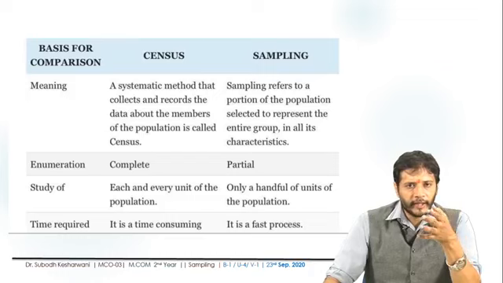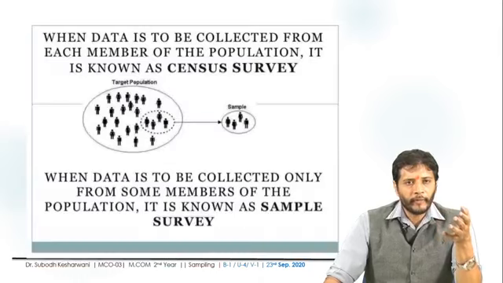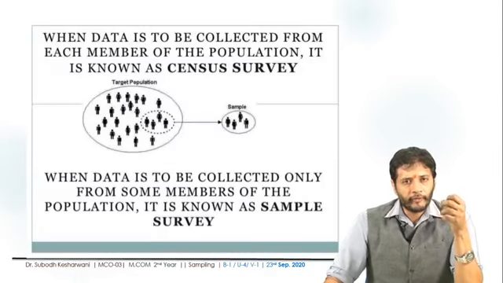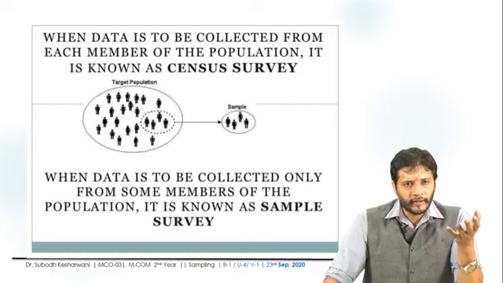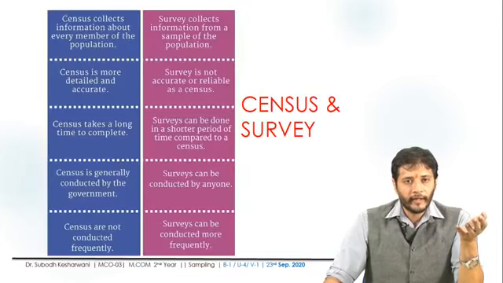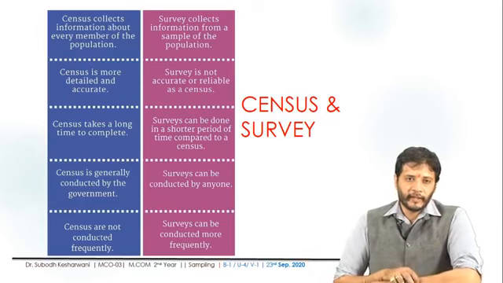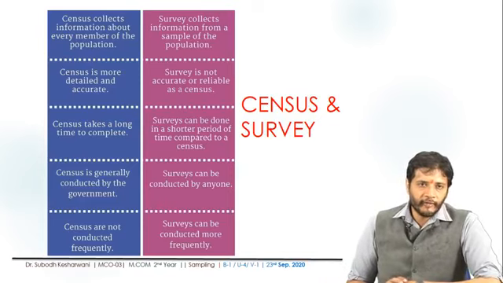enumeration is complete, whereas in sampling it is partial, covering a handful of units of the population rather than each and every unit. So when data is collected from each member of the population, it is known as a census survey, and when data is collected only from some members of the population, it is known as a sample survey. So there is a difference between census and survey: a census collects information about every member of the population, whereas a survey collects information from a sample of the population.